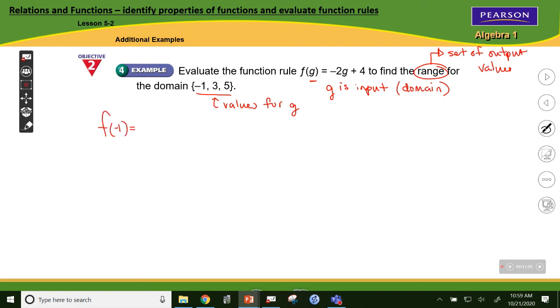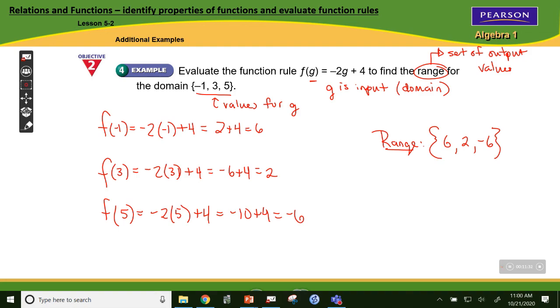F of negative 1 equals negative 2 times g, so times negative 1, plus 4, and then we're going to do that out. So negative 2 times negative 1 is 2, plus 4 equals 6. So for our answer over here, we're going to write the word range, and I'm going to do a little squiggly bracket. My first range value is 6, and now I'm going to find the rest.